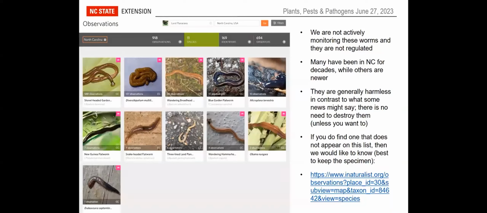Another group of worms that people are still talking about a lot are the flatworms. We do have 11 species recorded from North Carolina, basically all not native. Many of them are these hammerhead type worms, but others are a thinner kind. We are not actively monitoring these worms, and they are not regulated. So really, there's nothing to be done if you find out that they're here. Many of them have been here for decades. A few of them are a little bit newer, only in the last 5 or 10 years. They're generally harmless, in contrast to what the news might say, and there's no need to destroy them unless you really want to.